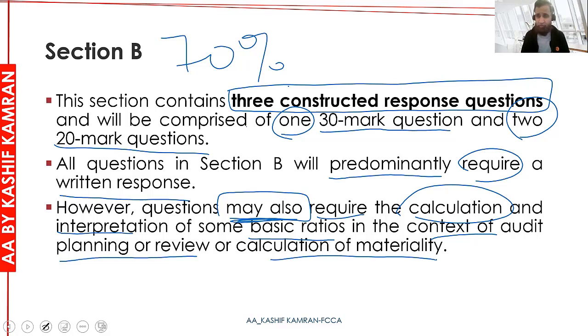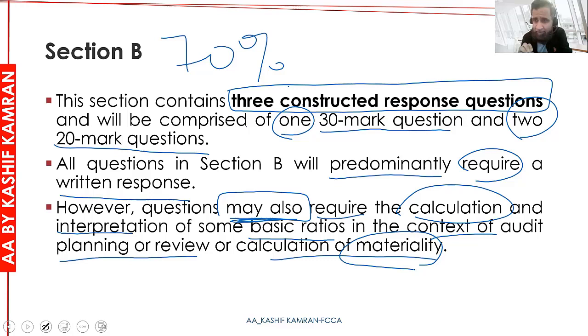Sometimes the question asks you in the AA paper to calculate 5 ratios, or calculate 3 ratios. So you have to use the calculator for calculating the ratios. That's not in every exam question. There might be an element of calculation, but it is confined to two things. Number one, ratio calculations. Number two, materiality. That is the only calculation you need in the AA paper. But again, that's not in every single exam sitting.